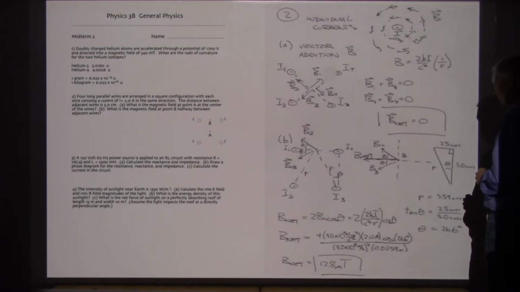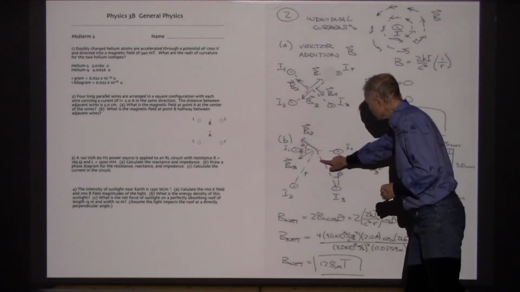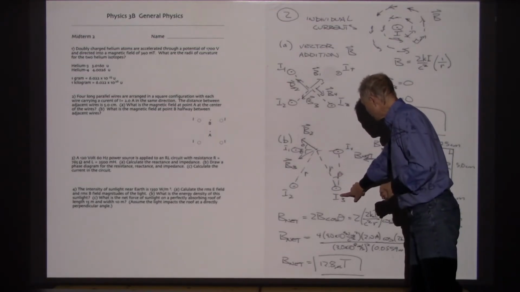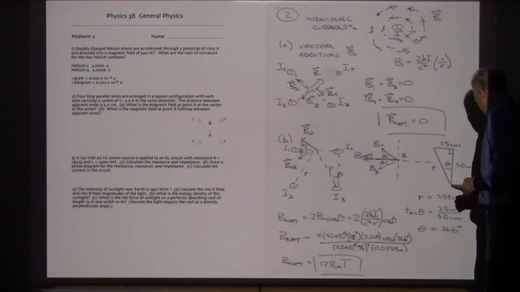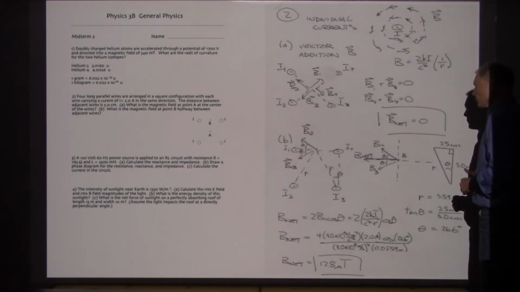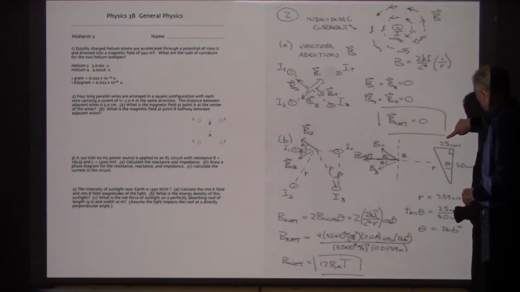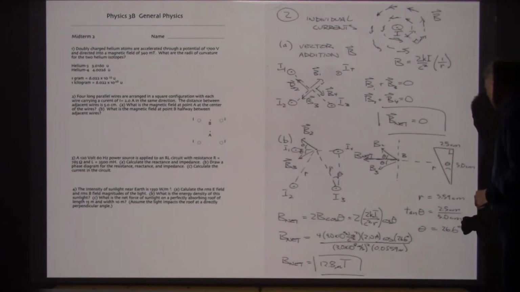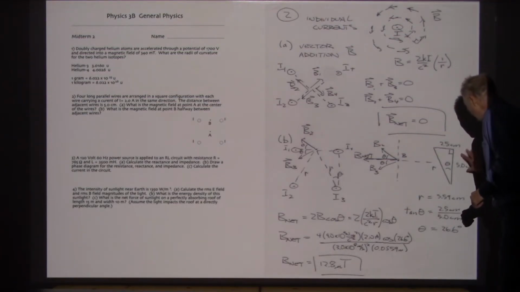Let's take this triangle right here, the one that's coming from current number 3. This side is given as 5 centimeters. Point B is halfway between, so that would be at 2.5 centimeters. And then the distance here I can get using Pythagorean's theorem. So from Pythagorean's theorem, the distance, little r, is 5.59 centimeters.